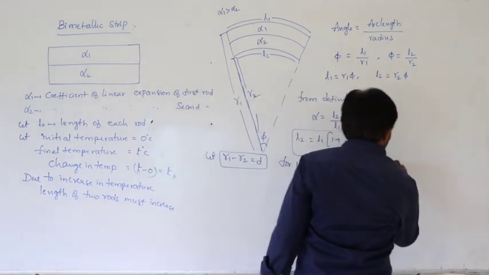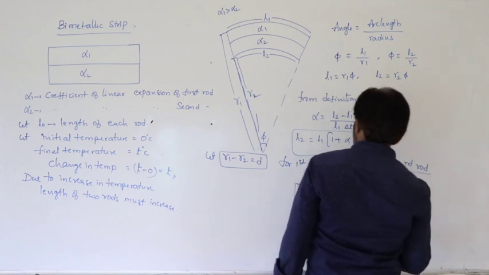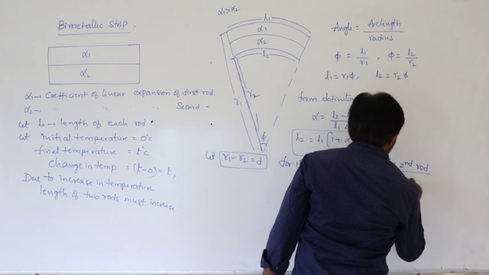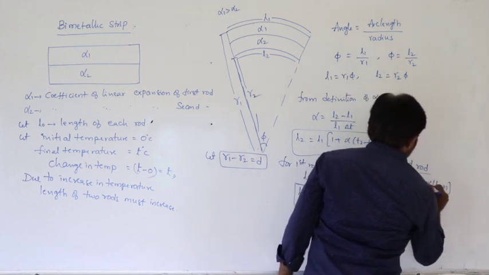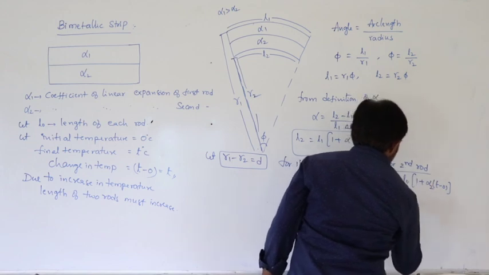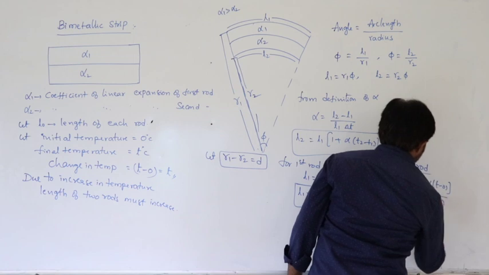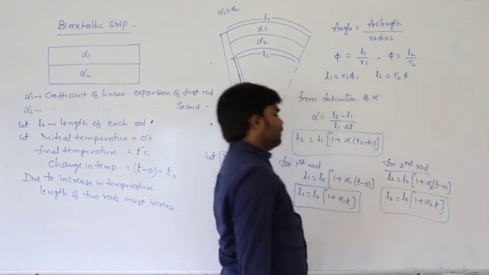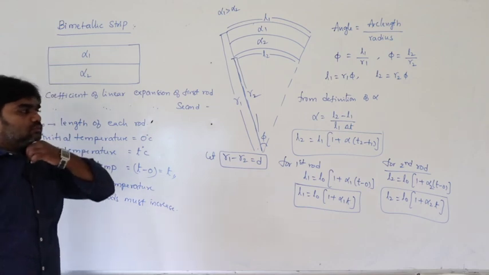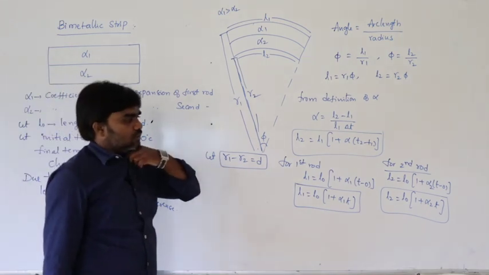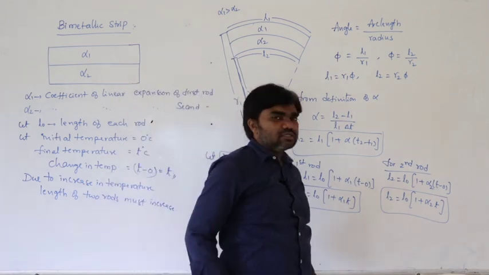Next, for the second rod, L2 is equal to L naught into 1 plus alpha 2 into t minus 0. So, L2 is equal to L naught into 1 plus alpha 2 t. So, this is L1 and this is L2.